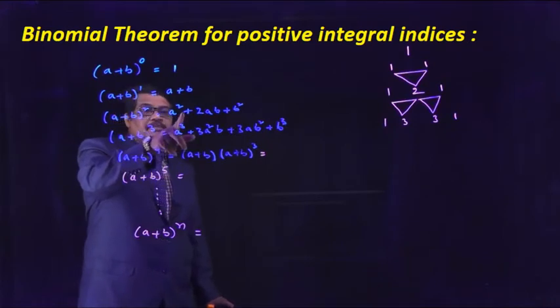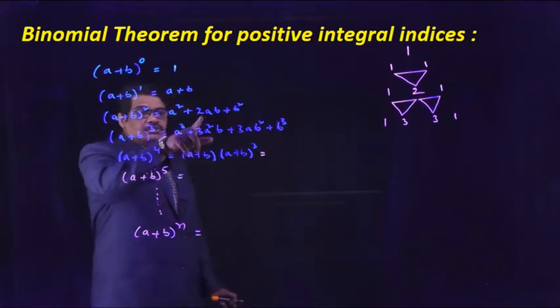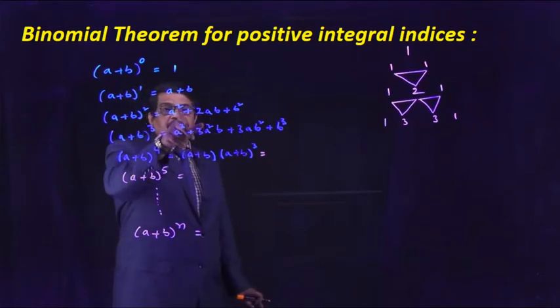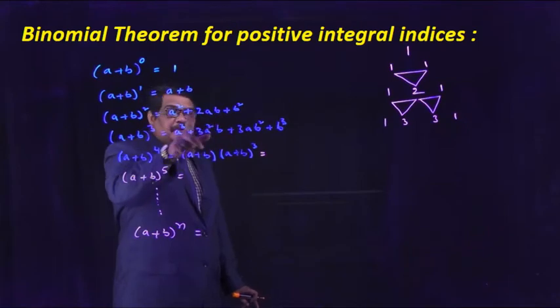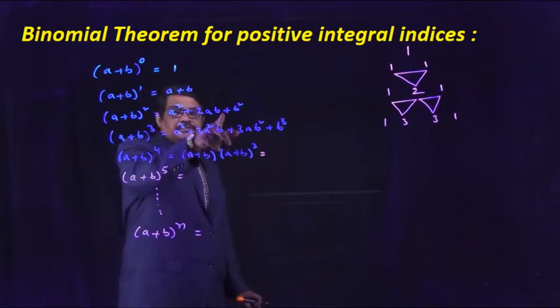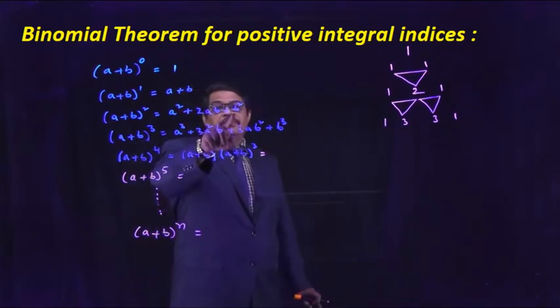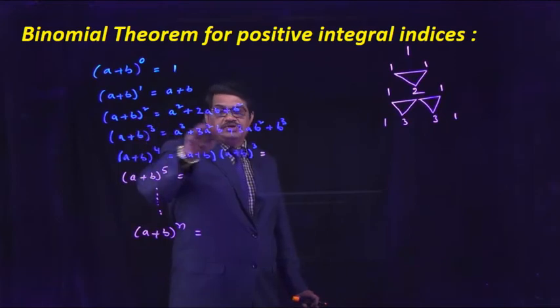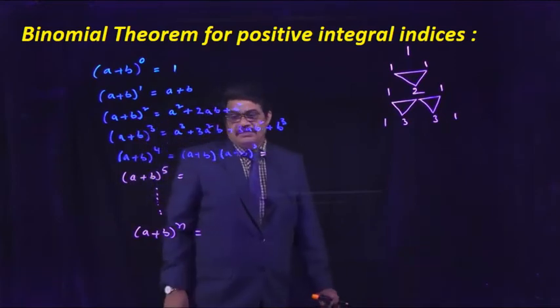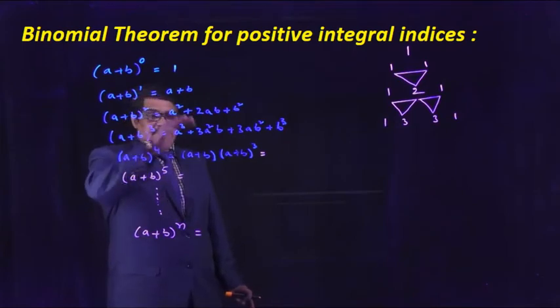Next, what is here? B power 0. Next, the coefficient is 2. The first term, that is decreasing, 2 minus 1, that is 1. And B power is increasing, that is B power 1. The last term here, B power is increasing, that is B square. A power is 0. We are observing this series, the expansion of (A plus B) whole square.